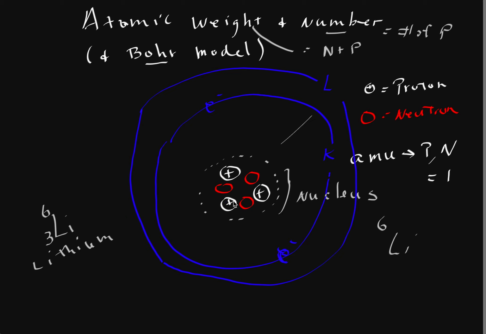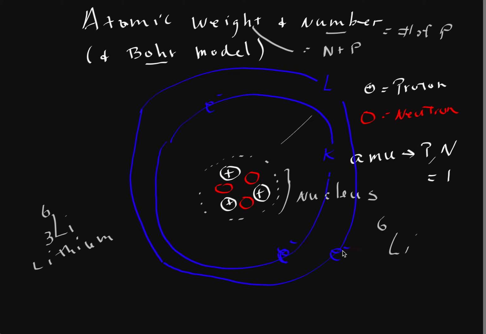So since there are 3 protons here, if we're going to have an atomically neutral lithium atom with no charge, we need a 3rd electron. That 3rd electron will have to go into the L shell. So we'll just draw another electron over here somewhere. Doesn't really matter. So for the lithium atom, the way we've drawn it here, 3 protons, 3 electrons, the positive and negatives balance out, and so there's no charge.